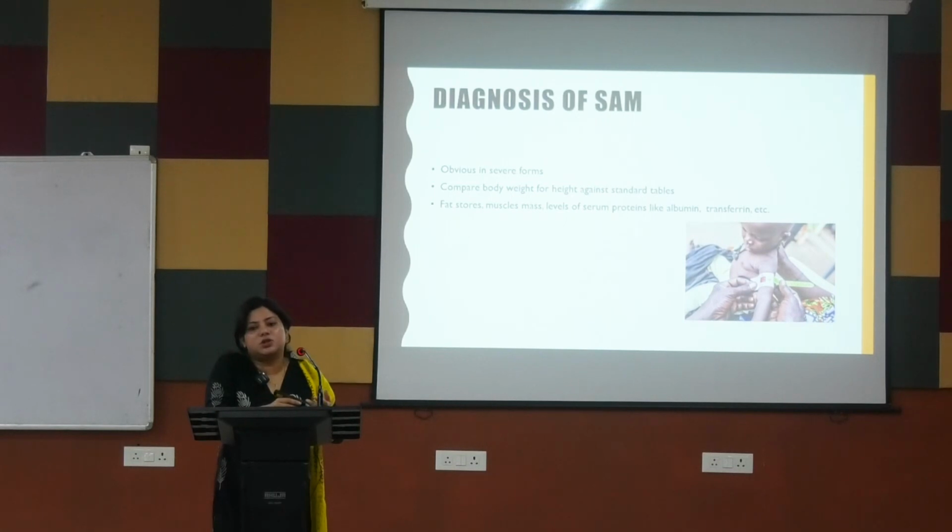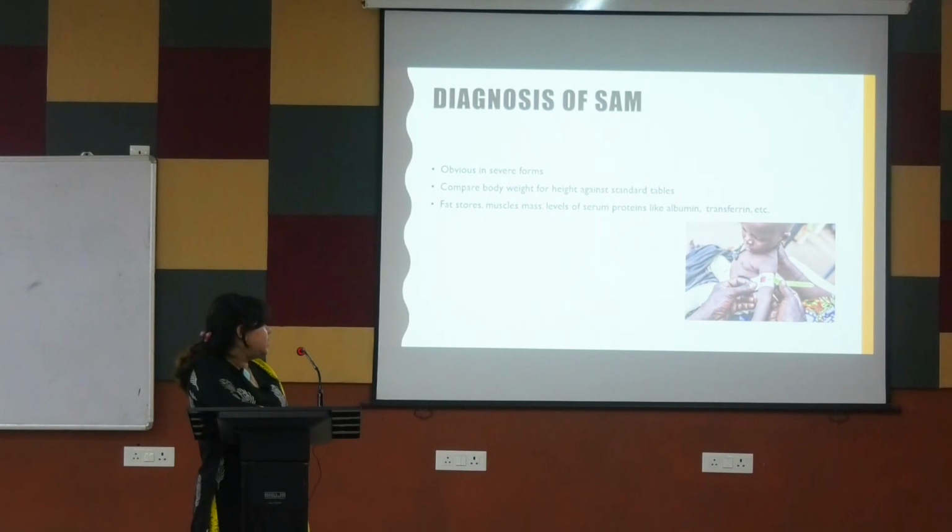Somatic compartment and kwashiorkor visceral compartment. So the indicators of the visceral compartment are mainly albumin and transferrin, these serum proteins, and the somatic component is assessed by mid upper arm circumference and weight for height.